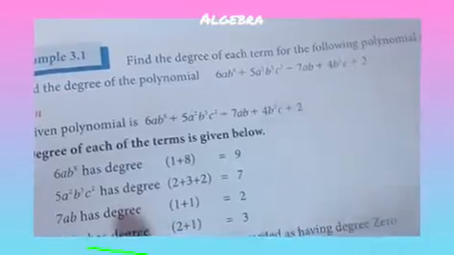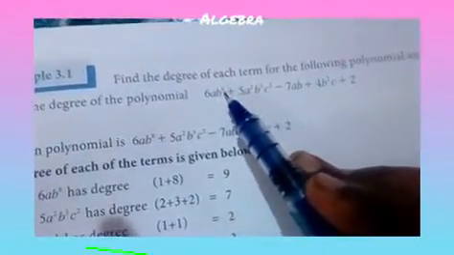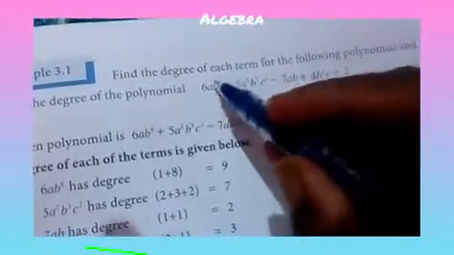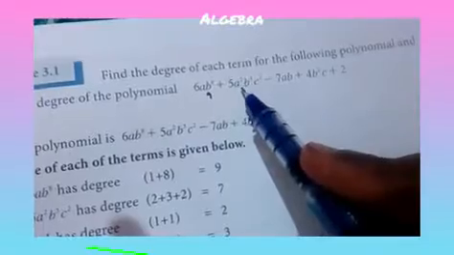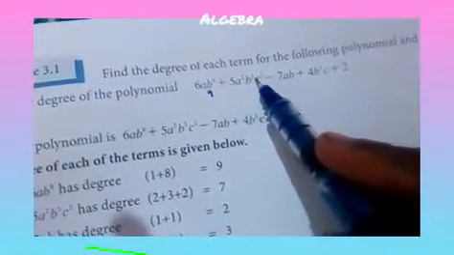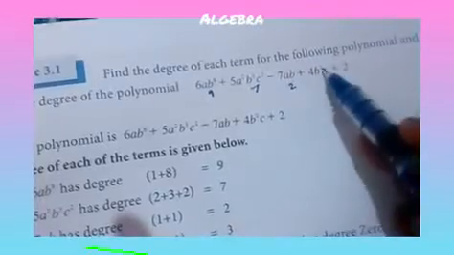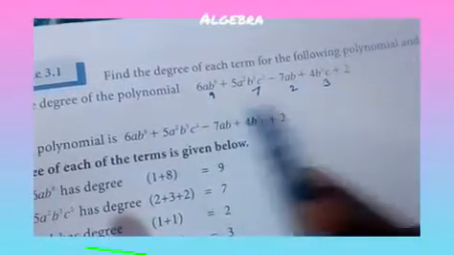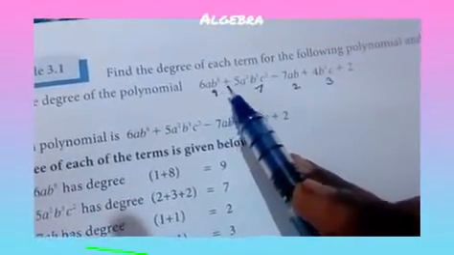You need not use the full explanation method. Just check in the question itself. Power is 8 plus 1, 9. Here the power is 9. You add the powers, no need to worry about the variables. 2 plus 3, 5. 5 plus 2, 7. Here 1 plus 1, 2. Here 3. Now check which is the highest. Power 9 is the highest. So the degree of the polynomial is 9.